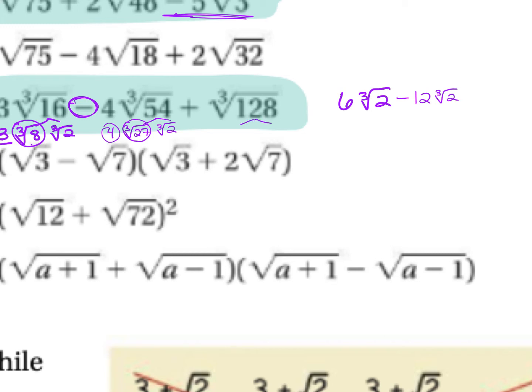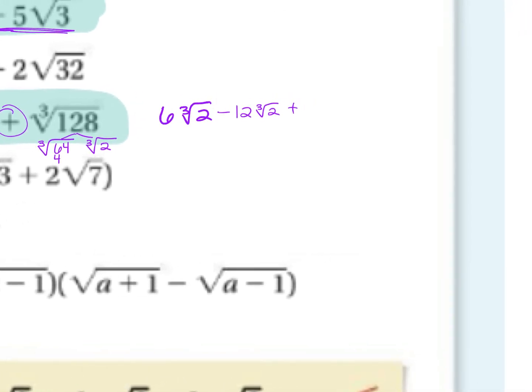And then this last one, we're going to break into the cube root of 64 and the cube root of 2. Cube root of 64 is 4, so that's 4 plus, right? We're adding, plus 4 times the cube root of 2. So they all have the same index or root. This number, by the way, is the index. It's the root also. So I kind of use both terms. I mean, they mean the same thing.